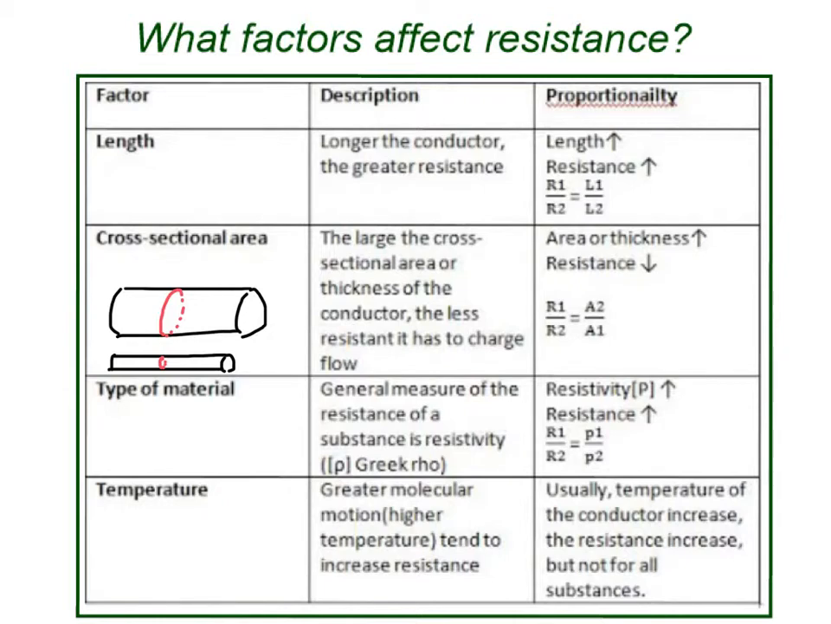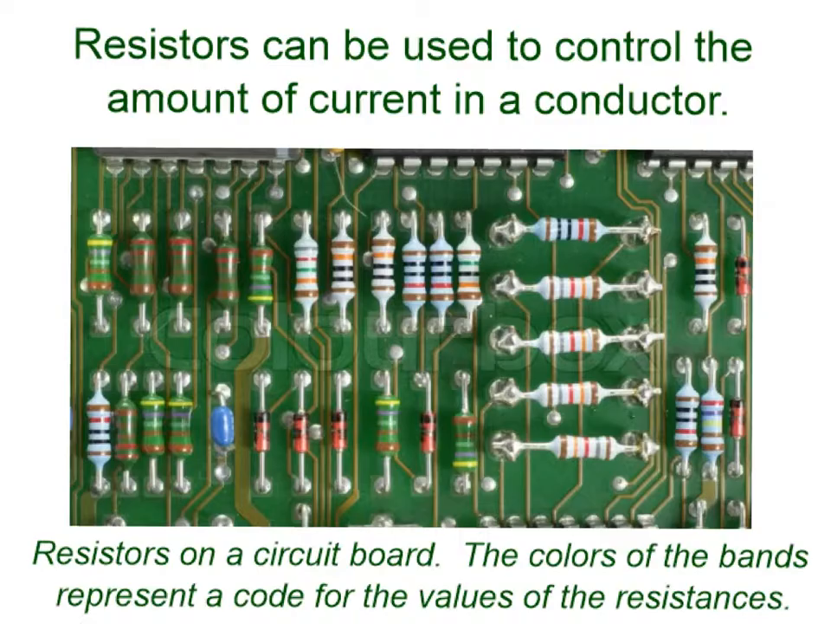The type of material obviously affects the resistance. Copper has less resistance than aluminum. It just depends on the material itself. And temperature definitely affects resistance. Less resistance will be met if the temperature is lower. And that conversely would be true. Greater molecular motion or higher temperature is going to tend to increase the resistance.